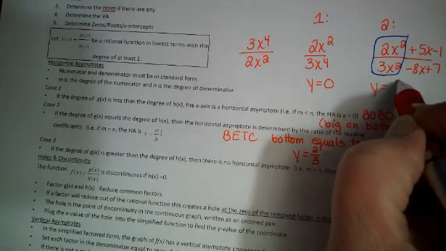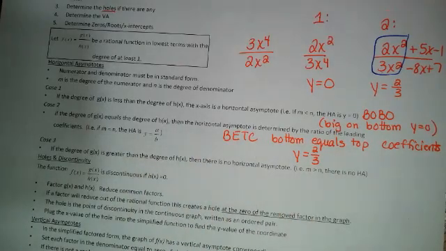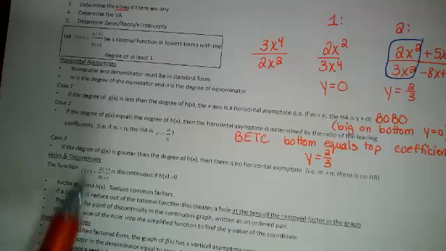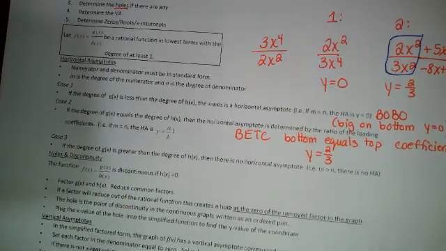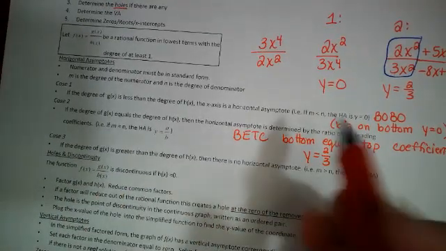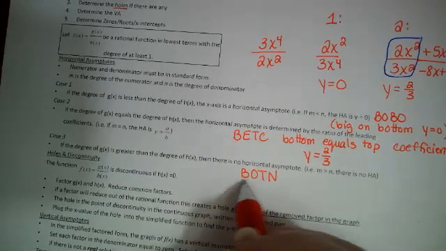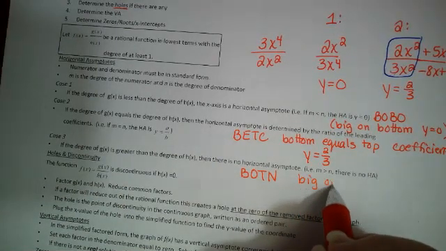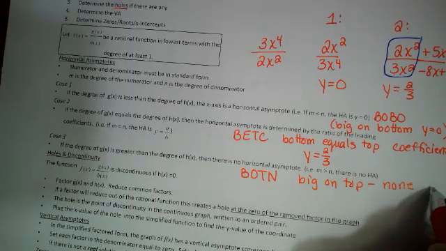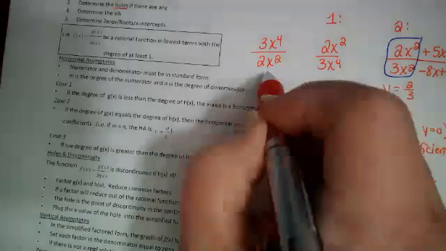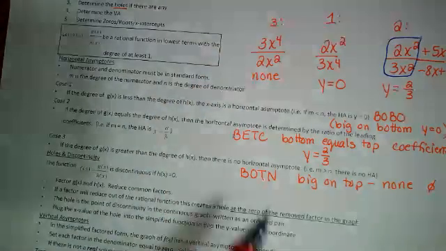This is Betsy, if the bottom equals the top. And there's only one more case. What if the biggest one is on top? Case 3, if the degree of the numerator is greater than the denominator, there is no horizontal asymptote. So that one we called bottom bigger on top, there's none. You can write none, you could write empty set. There is no horizontal asymptote for this one.